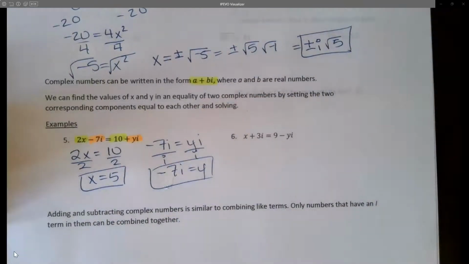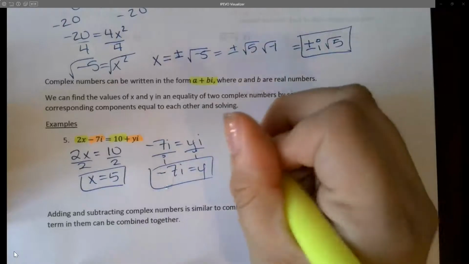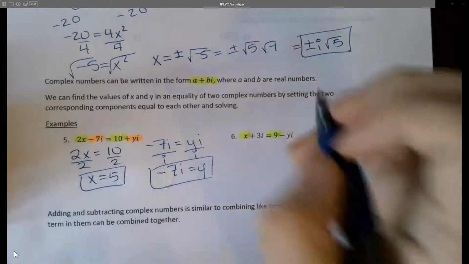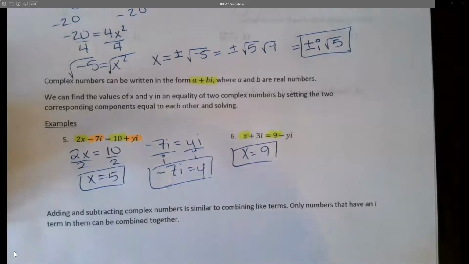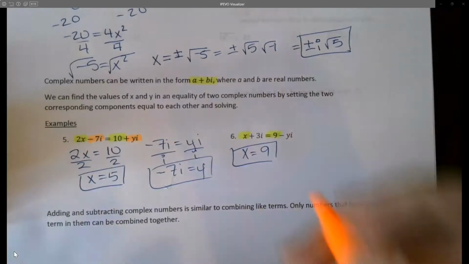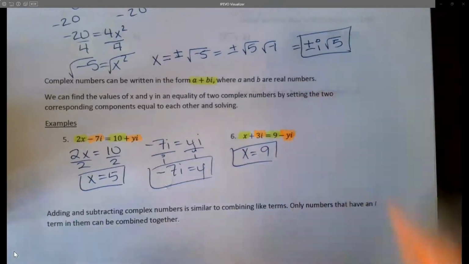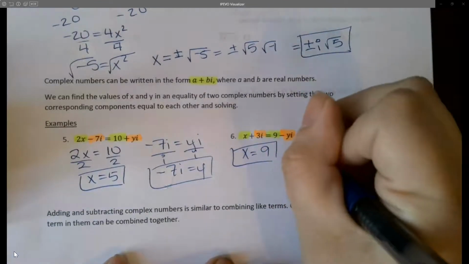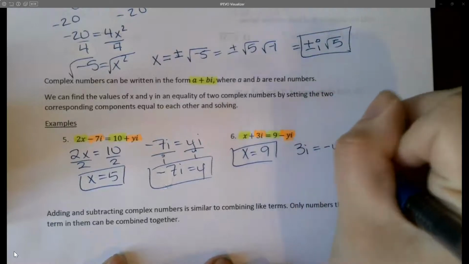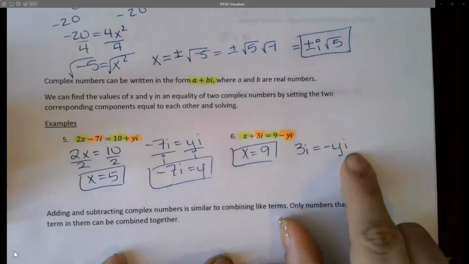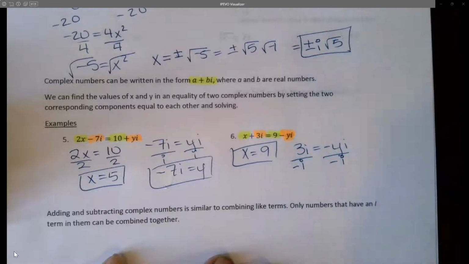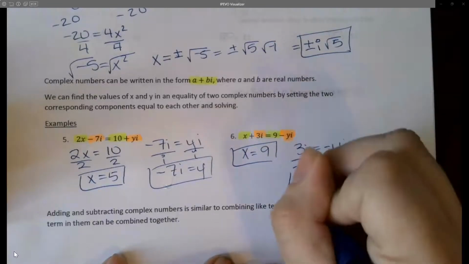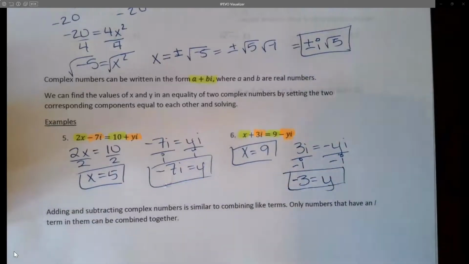I want to do the same thing for the next equation. So I'm going to take my two real parts, the x and the 9, and I'm going to set those equal to each other. So I have x equals 9, nothing to solve, so that is my answer. Then I'm going to do the same thing for the other part. I have 3i equals negative yi. So on this one, it has a negative and an i that both need to be divided out. So I get 3 equals negative y, so y equals -3, because when I divide by the negative, it changes the sign there.